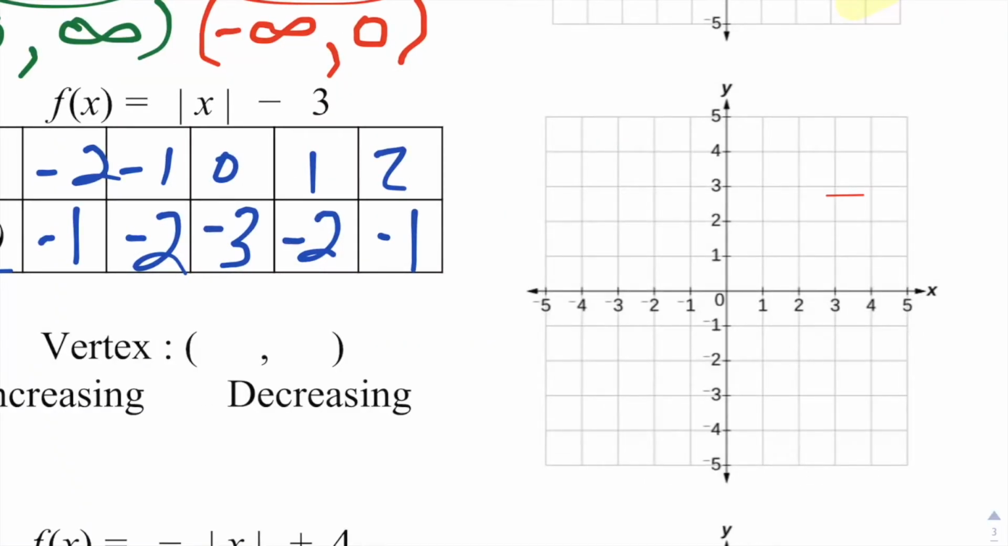So my first point is -2, -1. So back 2, down 1. Then -1, -2, back 2, down 2. Then 0, 3, stay at 0, come down to -3. 1, -2, and then 2, -1. Right 2, down to -1.